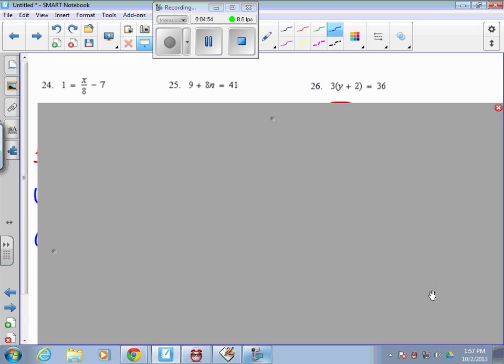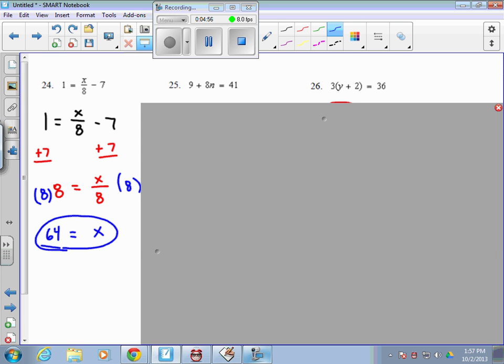24 says 1 equals x over 8 minus 7. Undo minus 7 by adding it to both sides. You have 8 equals x over 8, or x divided by 8. So multiply both sides by 8. X is 64.